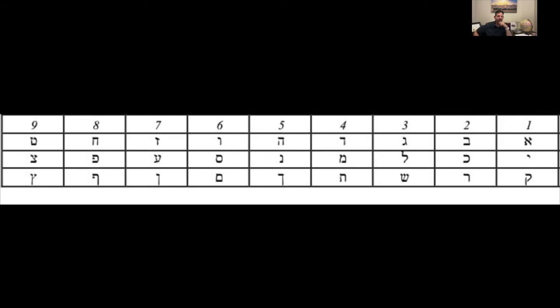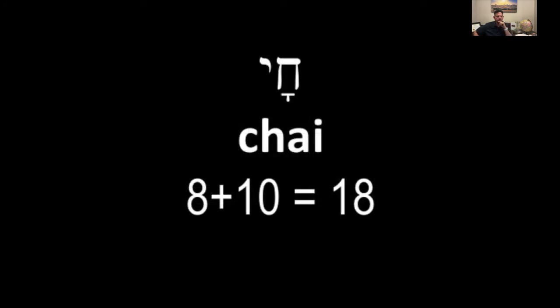So we have the letter Chet, which is 8, and the letter Yud, which is 10. Let's put those two numbers together. The numerical value of Chai, life, is 18. It's interesting. Sometimes we think people have come of age at 18 in America. I know it's different in other countries, but at 18, we'd consider that person ready to live their own life. I don't know if that's an influence from Judaism or not, but it's interesting that that's there.